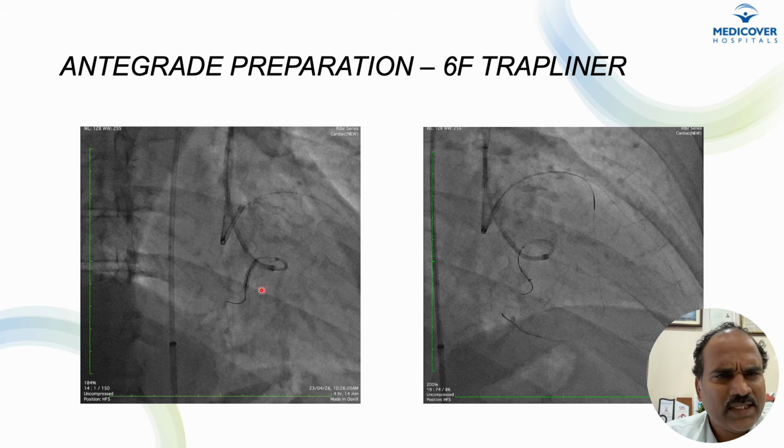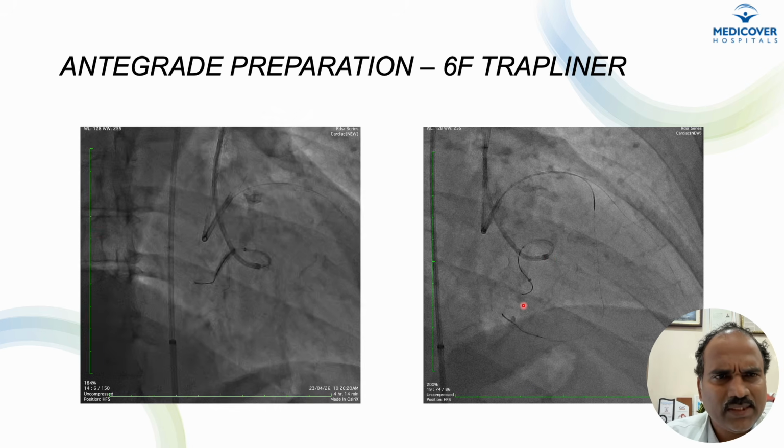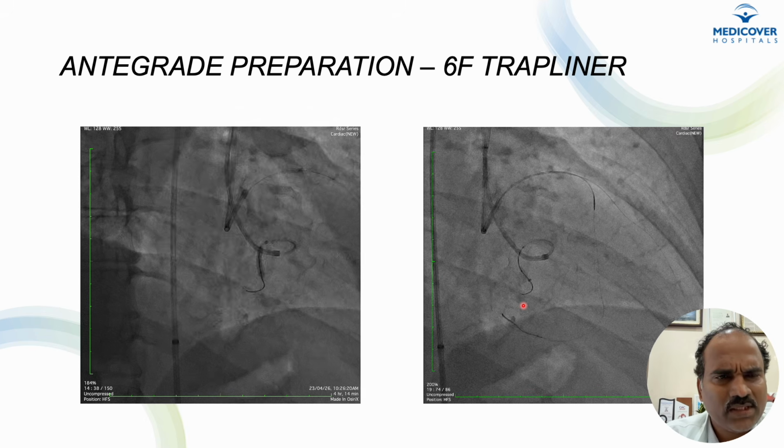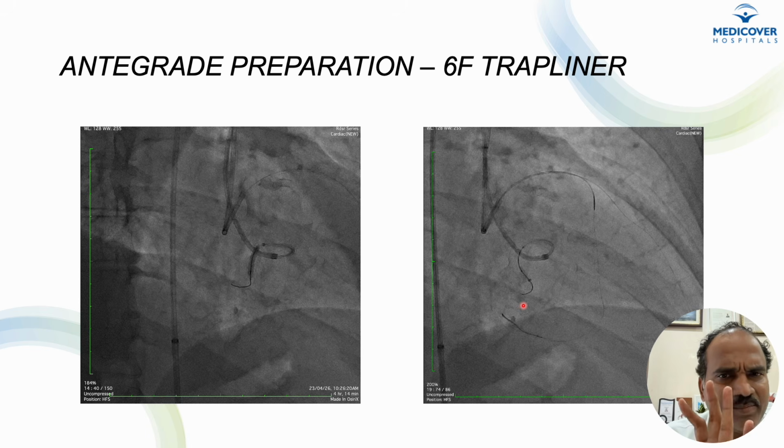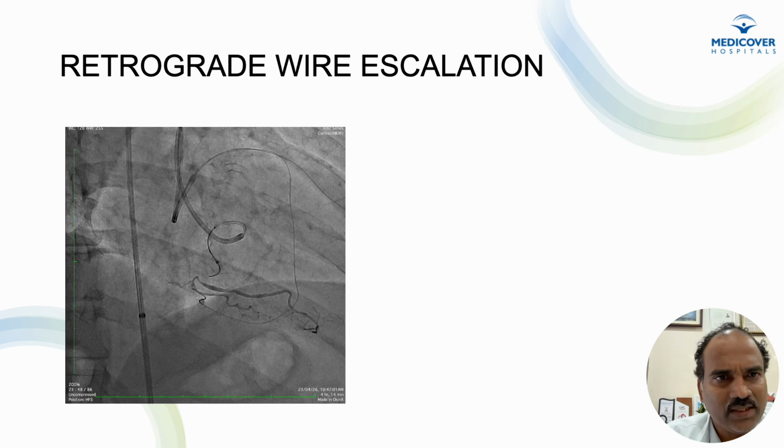Now antegrade preparation is done. We dilated this and then took a 6-French Trapliner into mid RCA, and once the Trapliner is in, our antegrade preparation is done. So now the next step is to come retrograde and bring that wire into the guideliner, so as to achieve proper guidewire position to execute the next plan.